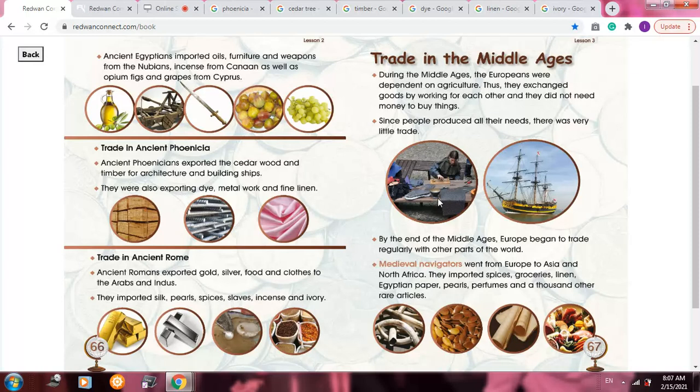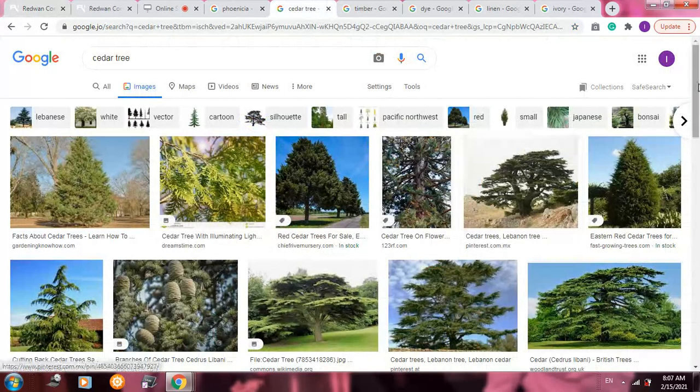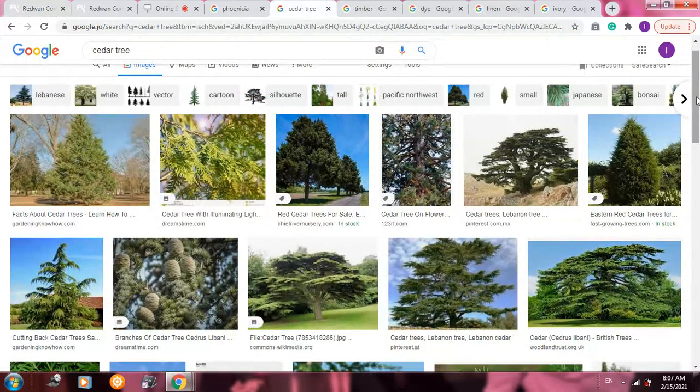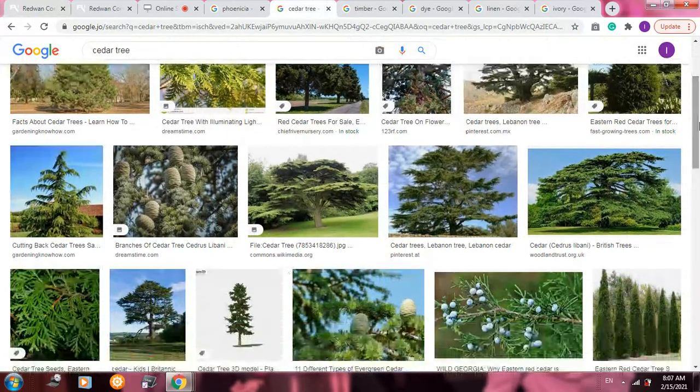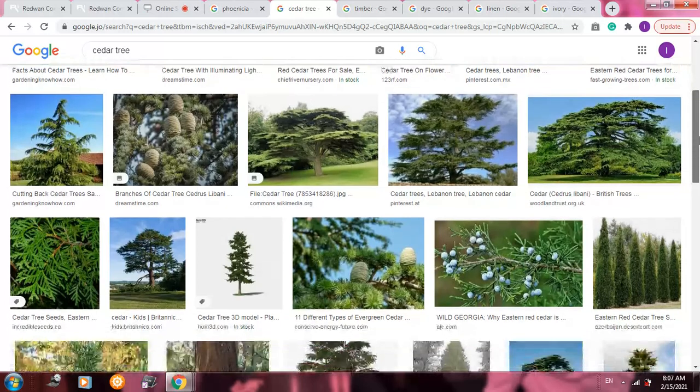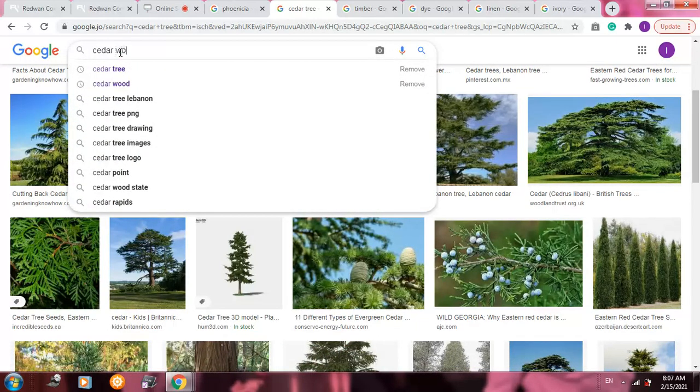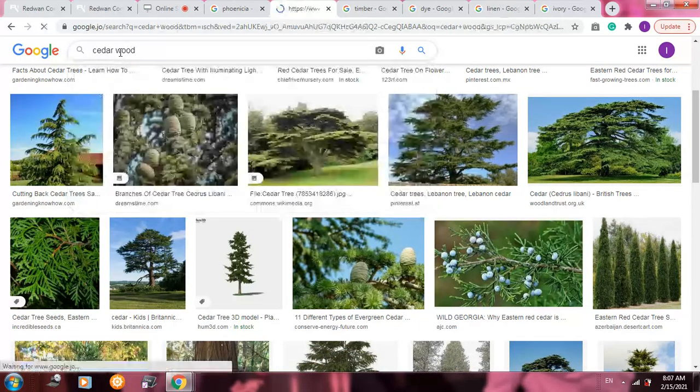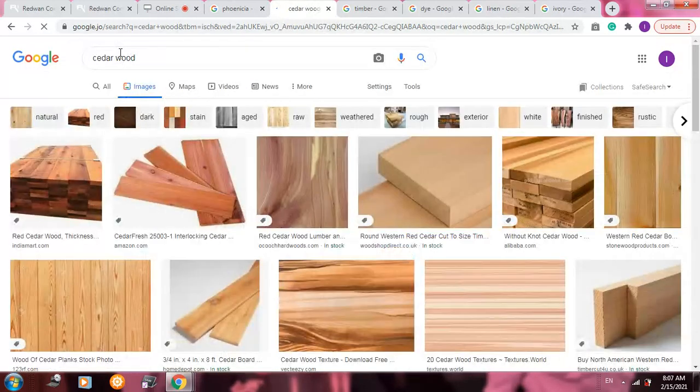Now, there's a country that's very famous for it, and they have it on their flag, actually. This is Phoenicia nowadays, which is Lebanon, okay? This is, as we call it, the cedar tree. And they used to take this cedar wood and export it because they have a lot of it. Remember, we said when you have extra of something, you send it to other countries. So they used to export it. This is the cedar wood, okay?